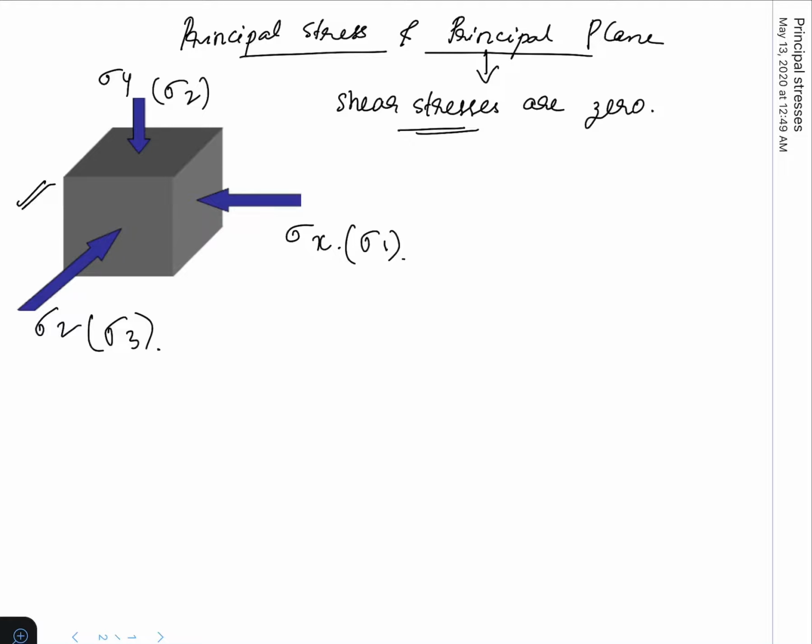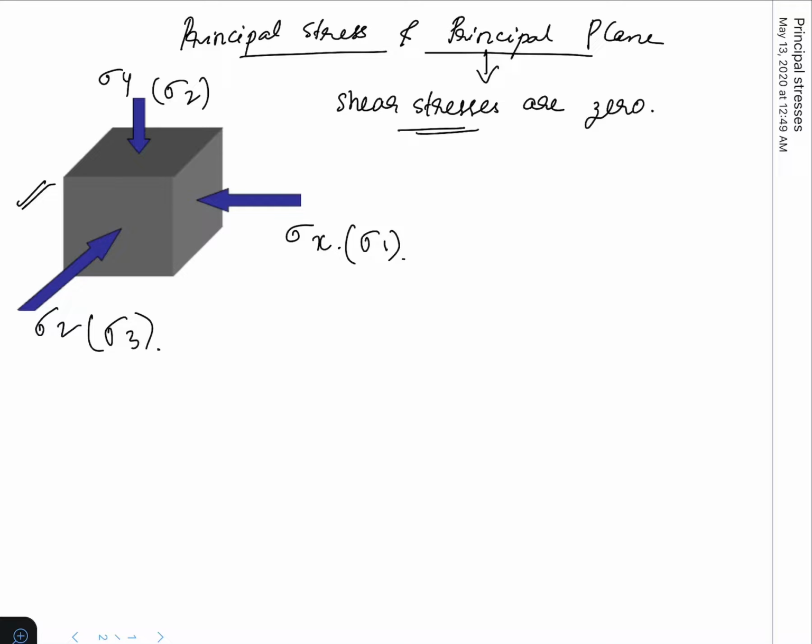A principal plane is a plane in which shear stresses are zero. If we consider a particular point and develop the 3D element of that, we will have three orthogonal planes in which shear stresses are zero. Those planes are called principal planes, and the stresses normal to them are taken as principal stresses.